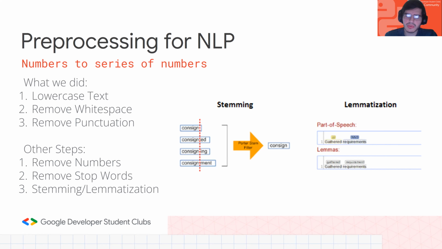And stop words are words that don't really contribute anything to the sentence, like you, your, we, us, and stuff like that. And what can also be done is stemming or lemmatization. So if you look over here, stemming and lemmatization are basically two ways of doing the same thing. You're trying to get the root word from a word. So if you see here, there's consign, consigned, consigning, and consignment. The root word in all of these is consign.